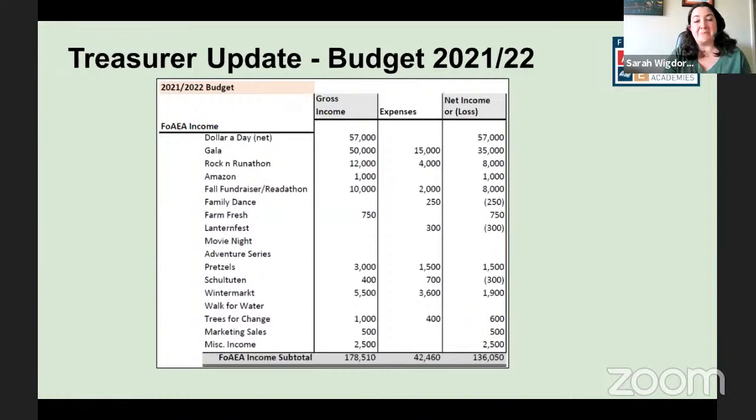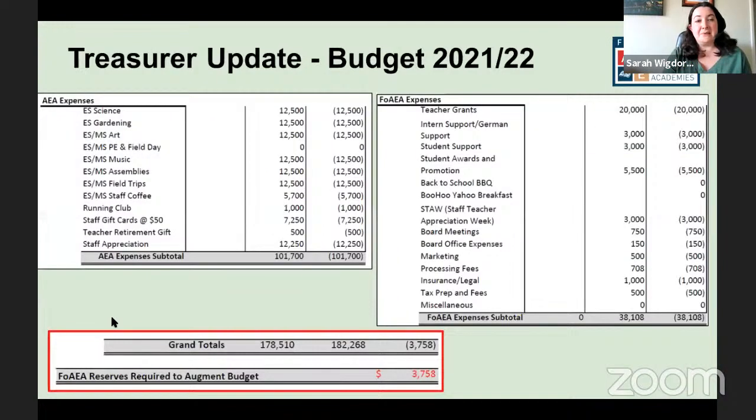If you could go to the next slide, please. Okay. And this is our budgeted expenses. So if you pull up our old budgets, which should be available on the Friends website, and this one will be too after it's approved, you can kind of do the comparison of the numbers.